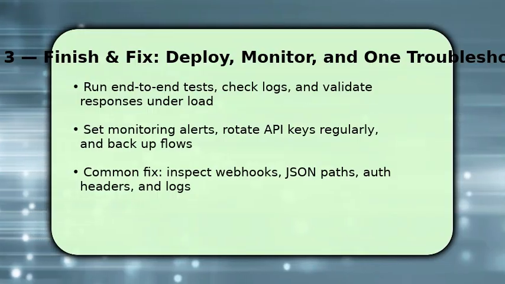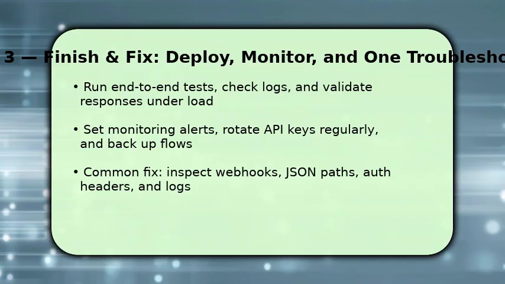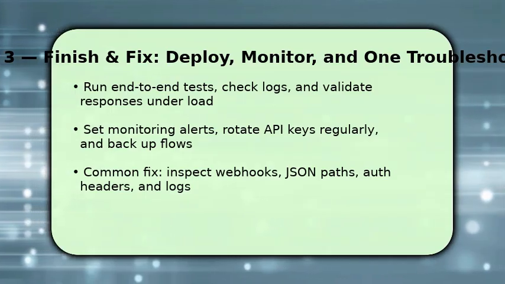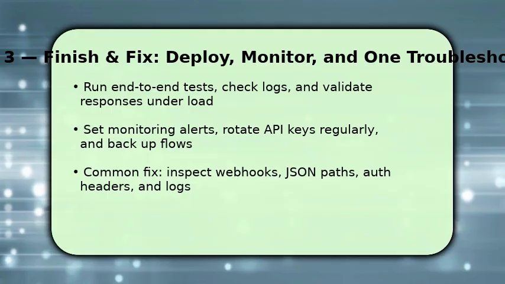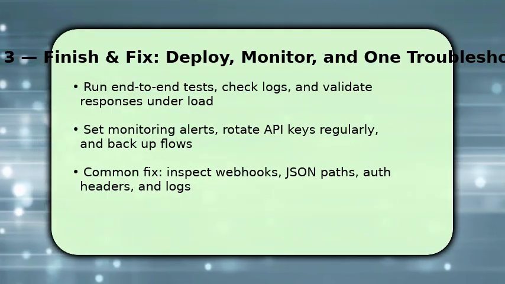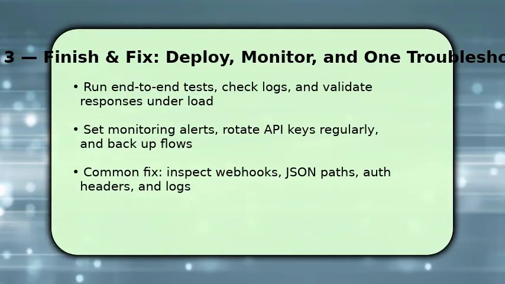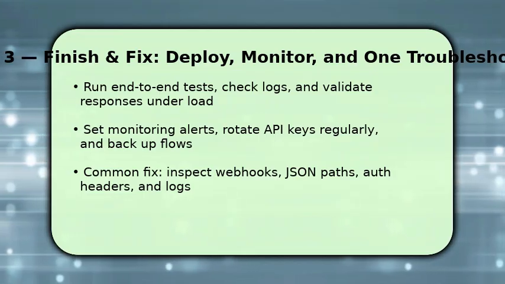Deploy to a staging environment first. Once stable, promote to production. If something breaks, start by inspecting webhook requests, JSON path mappings, and authorization headers. Fixing those usually resolves 80% of issues.